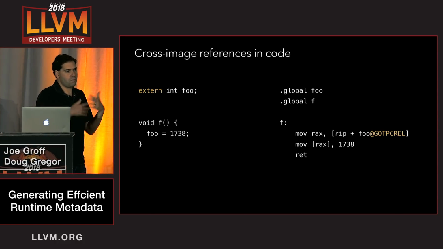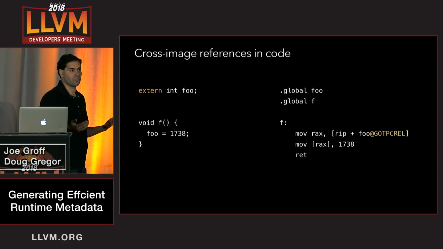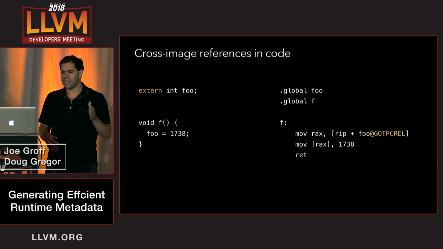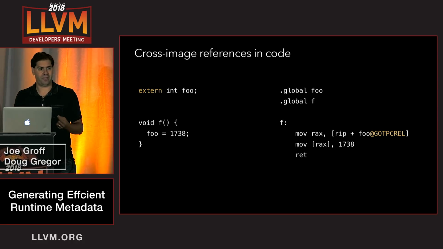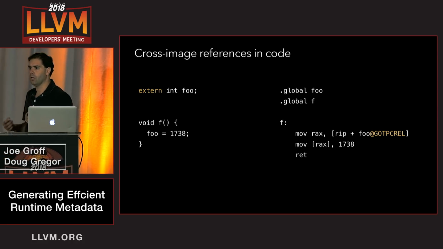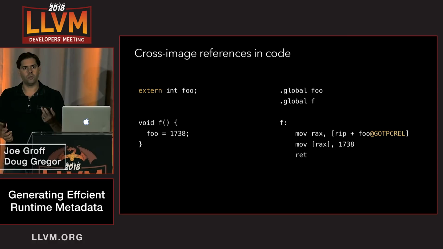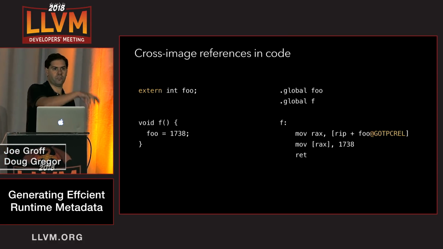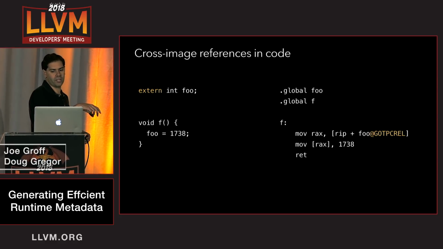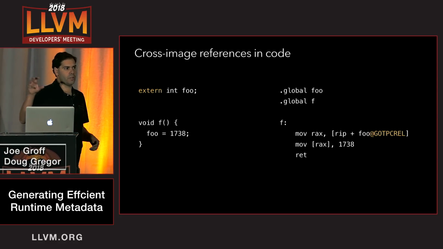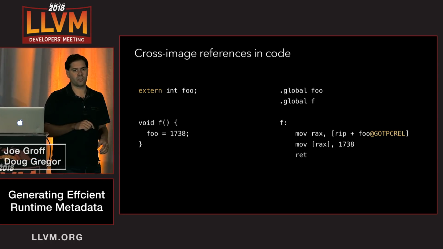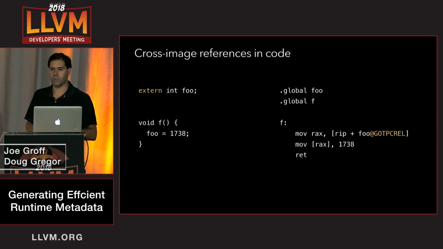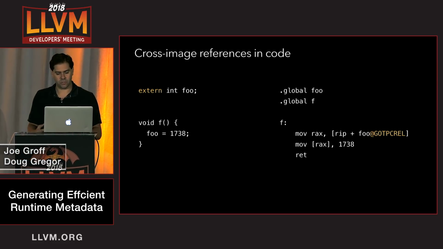Small change in C. Now it's just going to be represented in LLVM as an extern global, but we get a very different code sequence here. You see this really interesting @gotpcrel thing. This is referring to the GOT, or the global offset table. But you also see that we have two move instructions. And what we're effectively doing here is moving the address of foo, which we get out of the global offset table, and then storing our value, the 1738, into that address that we loaded. So one move has become two because we're crossing over to another image, potentially, and we need to get the address of the thing we're referencing.